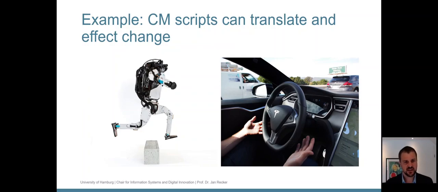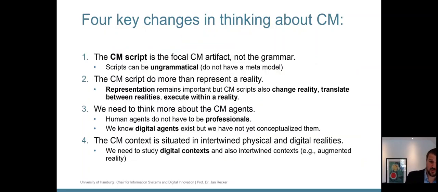The left-hand side is Atlas, the very famous robot that can do all sorts of things and do dances and jumps and flip-flops and stuff. And of course, cars that drive by themselves. So I think that's fairly obvious. And the final one is that we need to think more about the context of conceptual modeling.